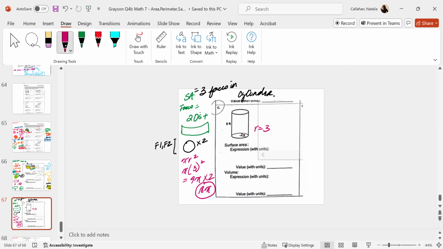That's faces 1 and 2. You're still missing a face. We still need to find face 3, correct? For you to find face 3, you're going to find the circumference of a circle. What's the formula for the circumference of a circle?